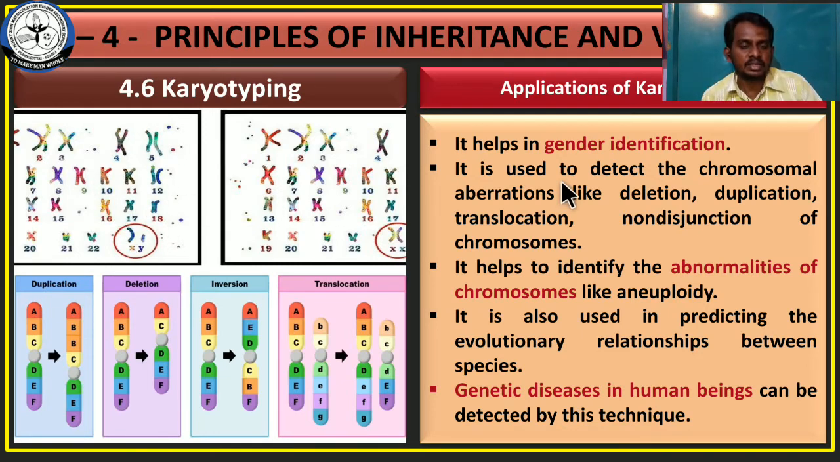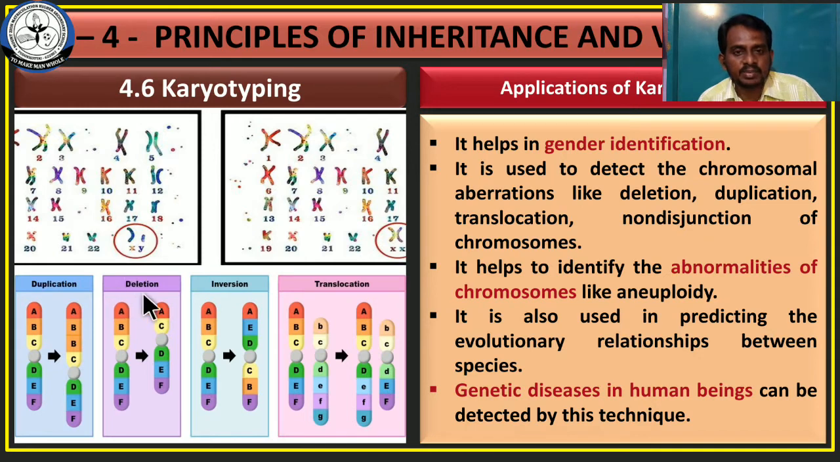And the second one is it is used for detection of chromosomal abnormalities like deletion, duplication, translocation, and non-disjunction of the chromosome. So these are some. This is a normal karyotype, that means without any deletion, without any duplication, or without any translocation. If any change occurs in this chromosome, that is called a chromosomal abnormality. Okay, see here, duplication is given in the first picture, A B C then D E F. Here A B, then again B is repeated, that is called a duplication, and this is also a chromosomal abnormality.